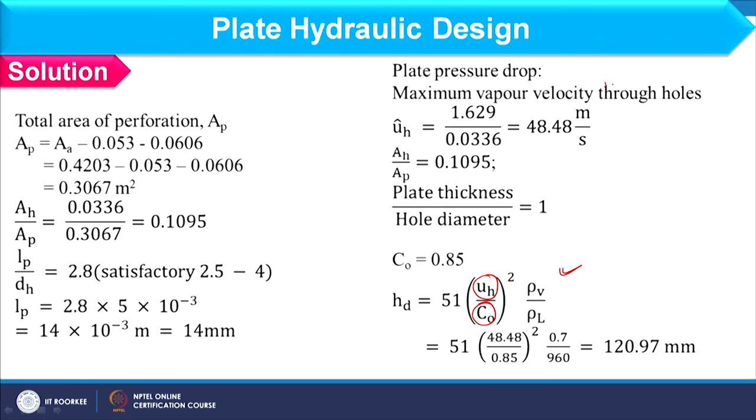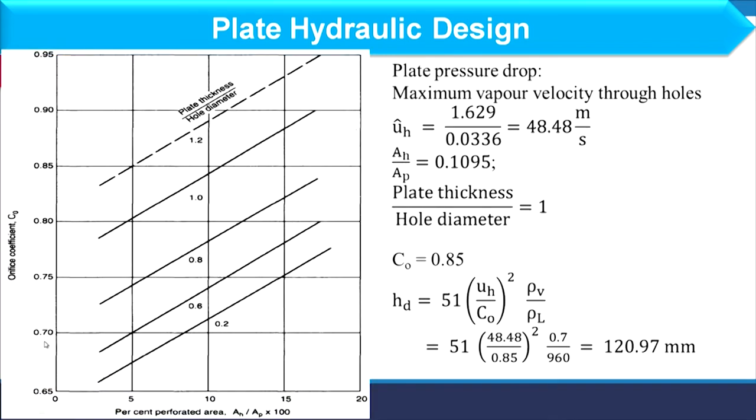So maximum vapor velocity we can obtain as a volumetric flow of vapor at bottom condition at maximum divided by the hole area. You can consider this value as 48.48, and next we have to find out the orifice coefficient. That we can see from this graph, where AH by AP is given, which we have already calculated. Plate thickness and hole diameter we consider as same, so 1 will be there.